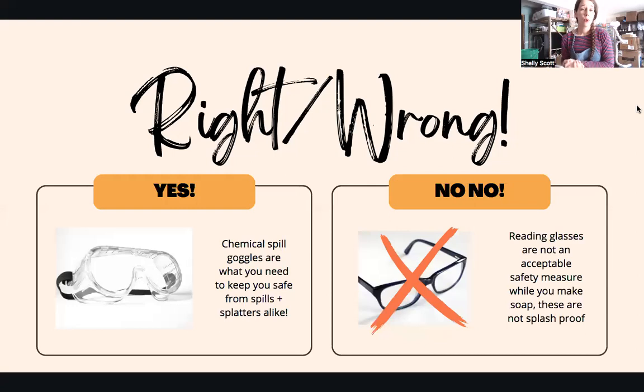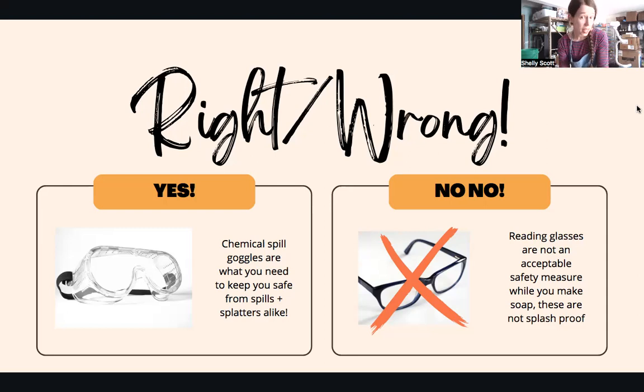Here you'll see the right and the wrong pairs of eye equipment. Not every eye protection is going to work for this application. Like I said, it's a caustic process, and so if that somehow splatters in your eye or something happens, it's going to be detrimental. In the picture on the left, these are chemical spill-proof goggles. This is what you need to keep yourself safe from spills and splatters while you are soap making.